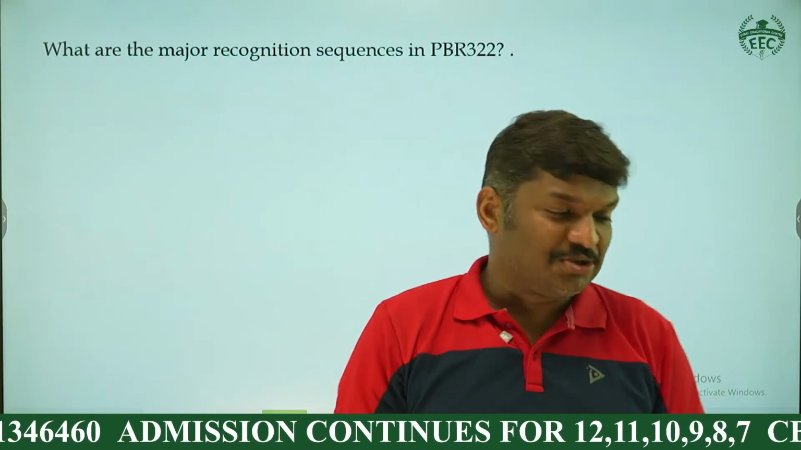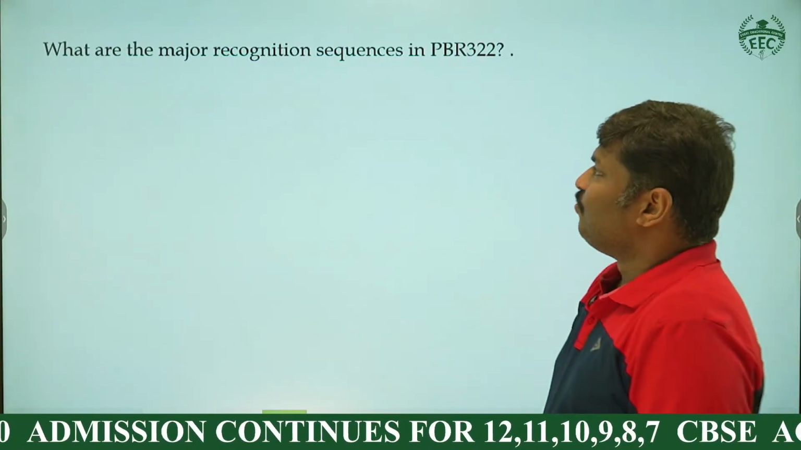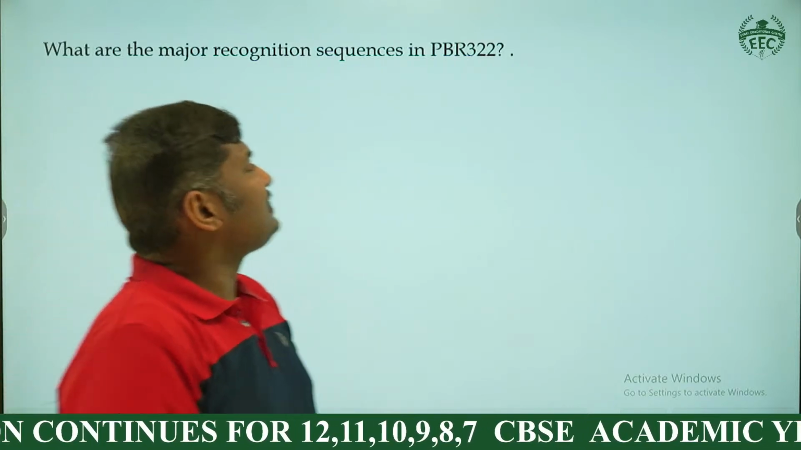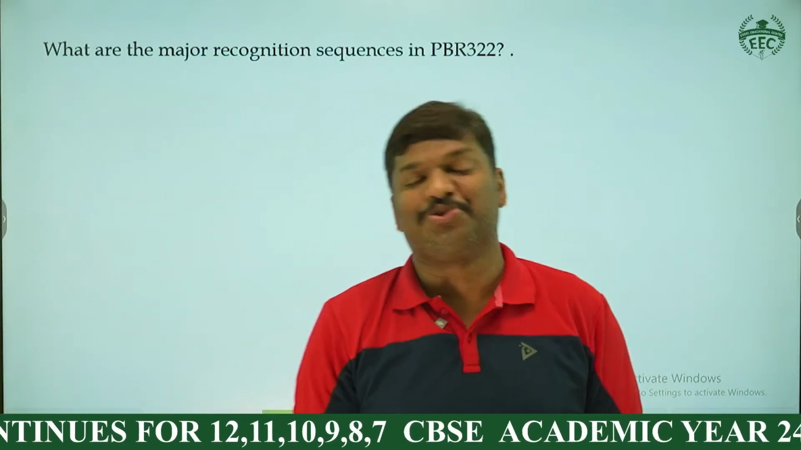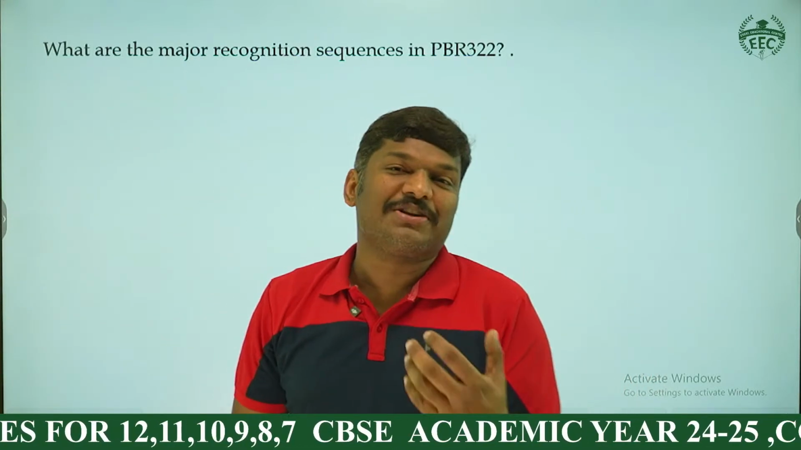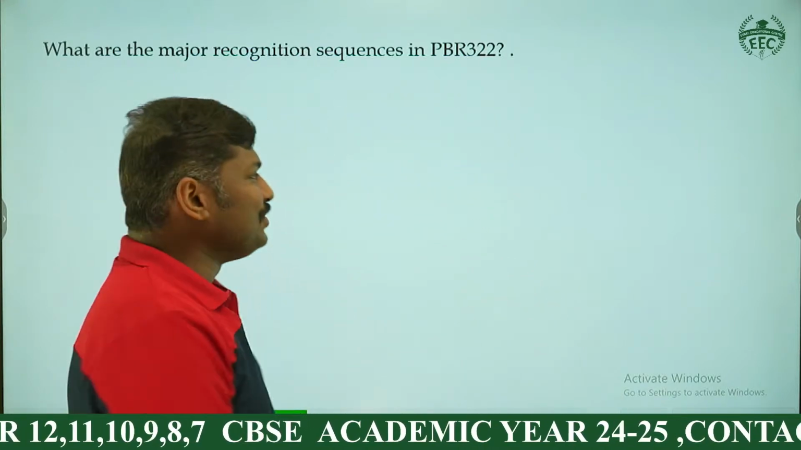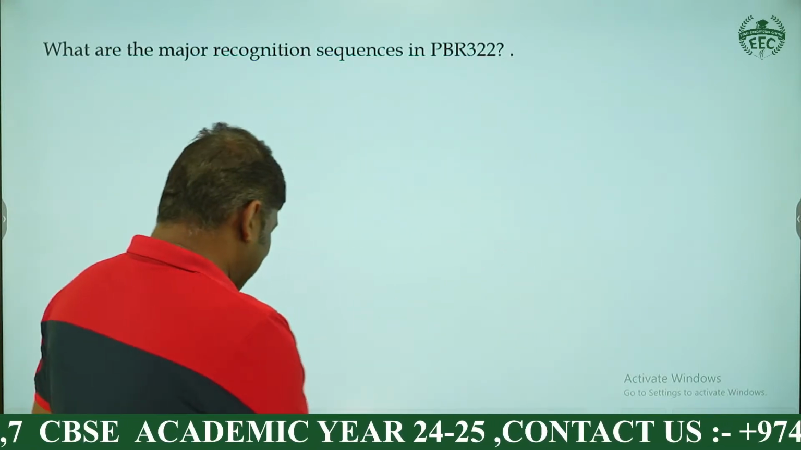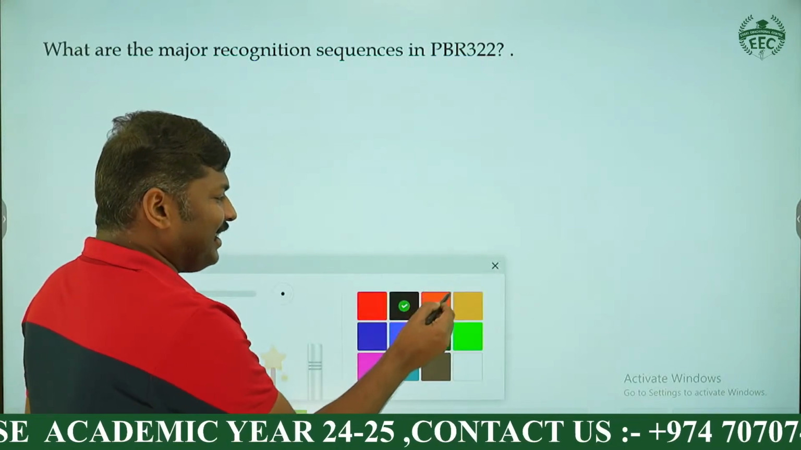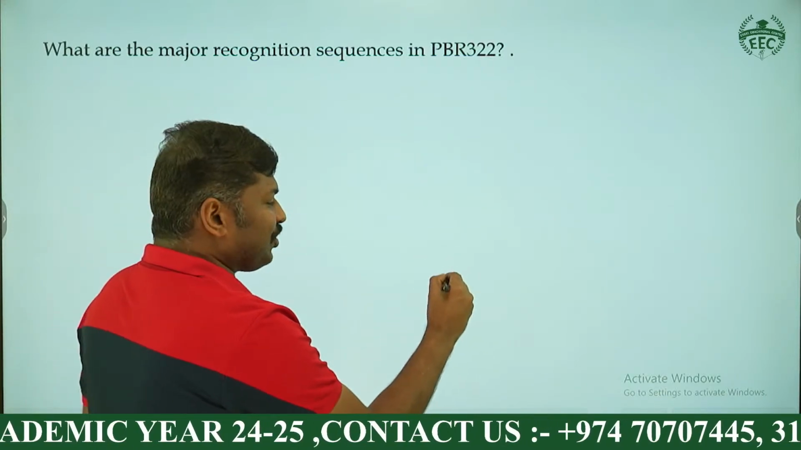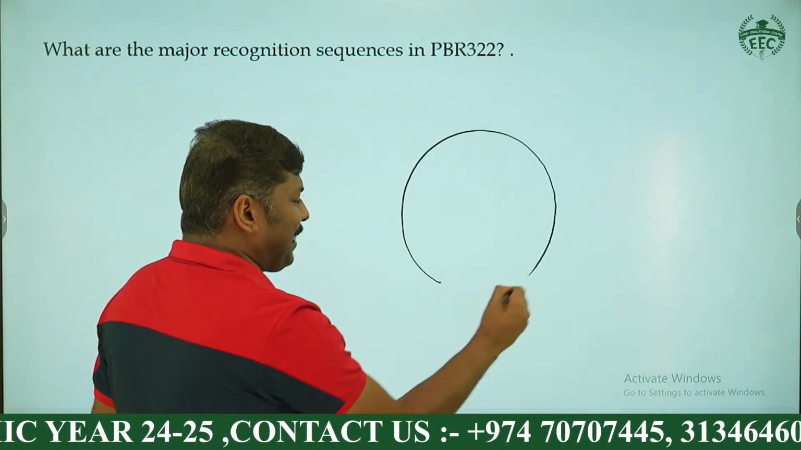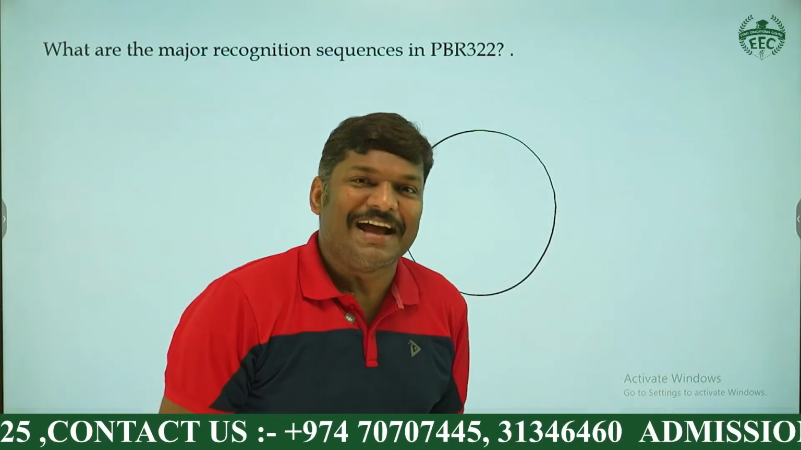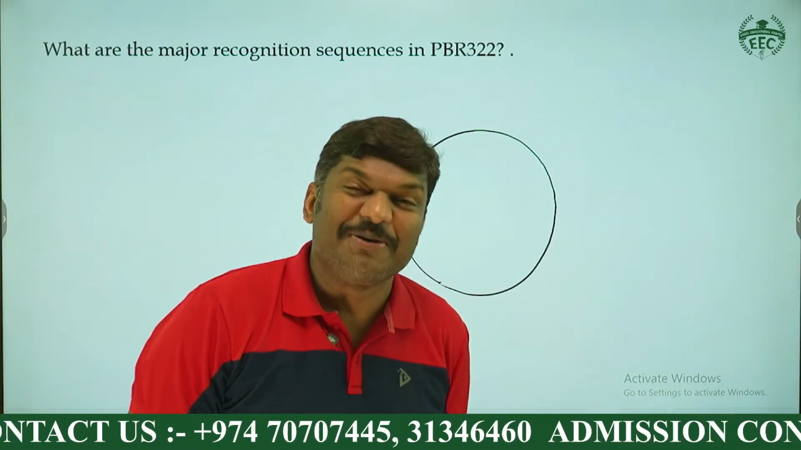Moving into the next question. What are the major recognition sequences in pBR322? So you know, my dear students, when we are discussing pBR322, it is not a natural plasmid. You know that pBR322 is always an artificial one, a synthetic one. So here you can see this is the plasmid. Is it single stranded or double stranded? As you all know, plasmid is always double stranded DNA.